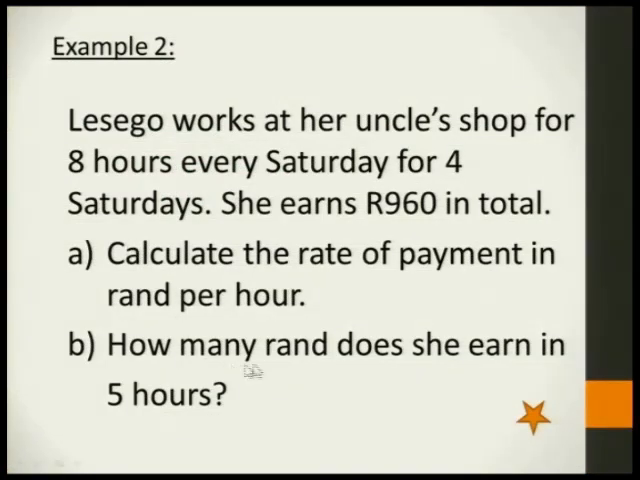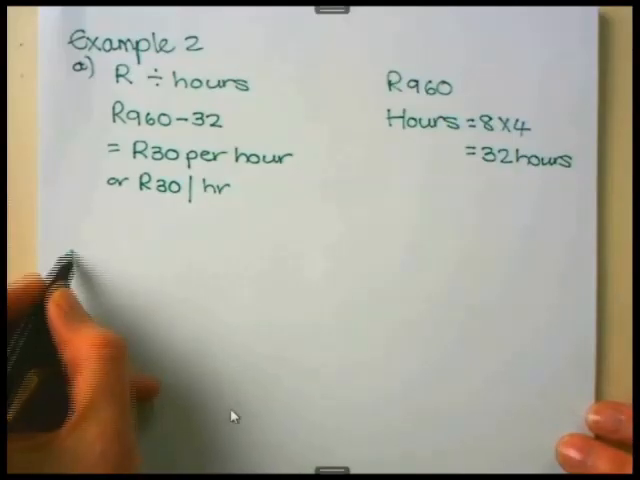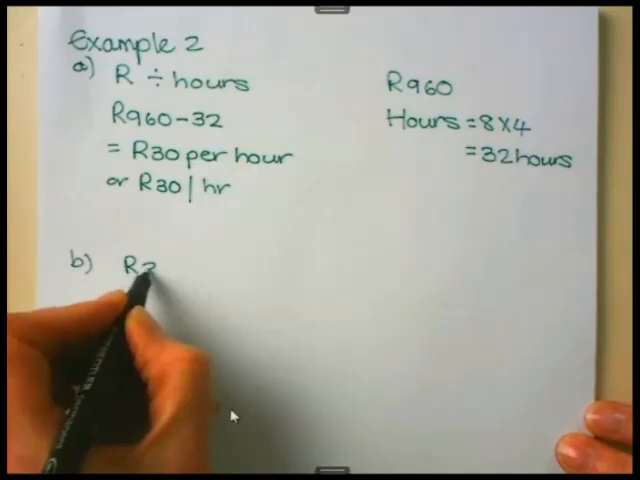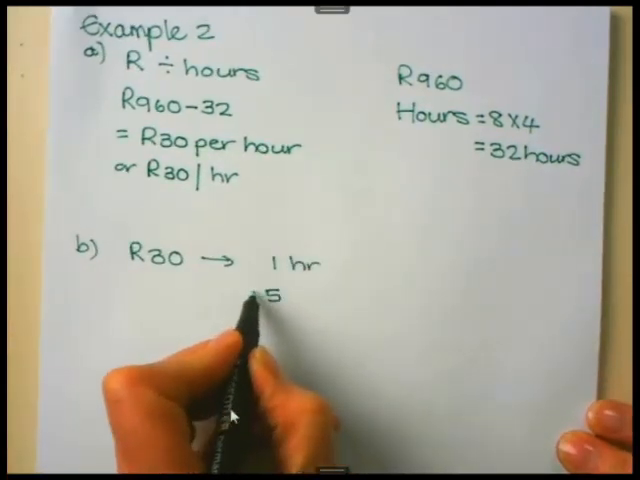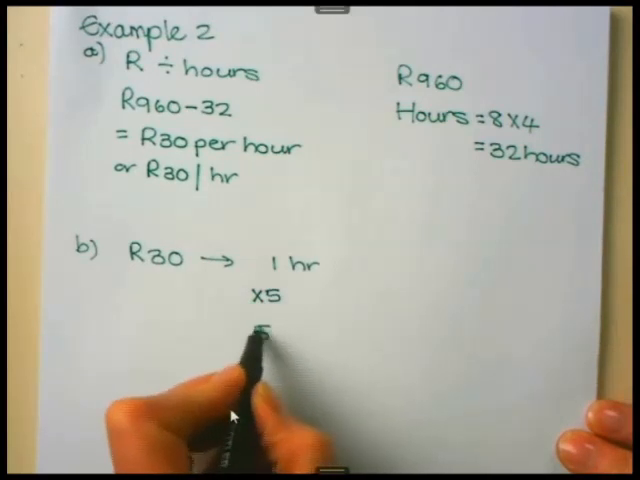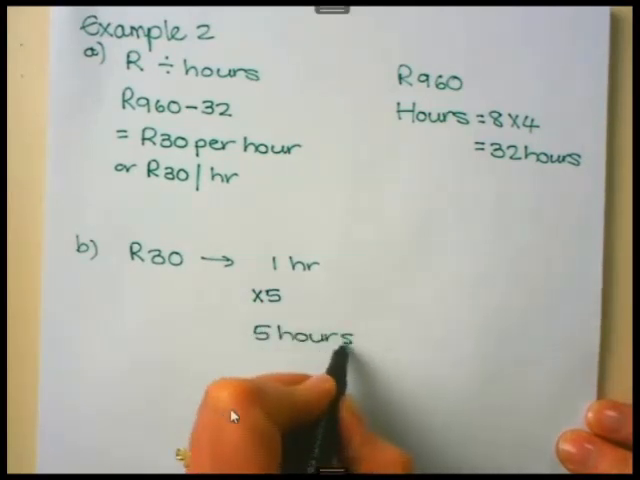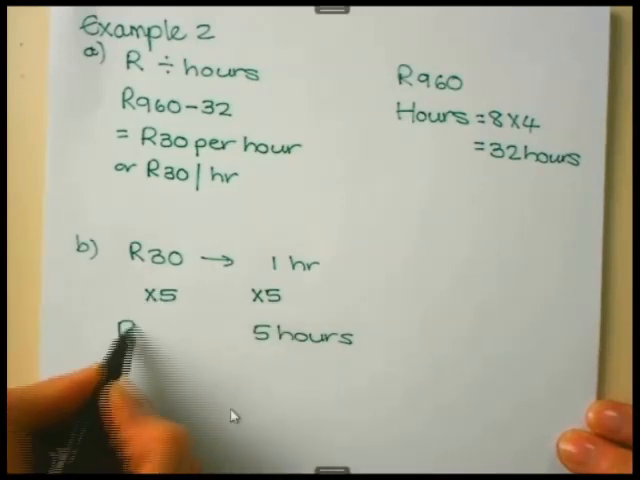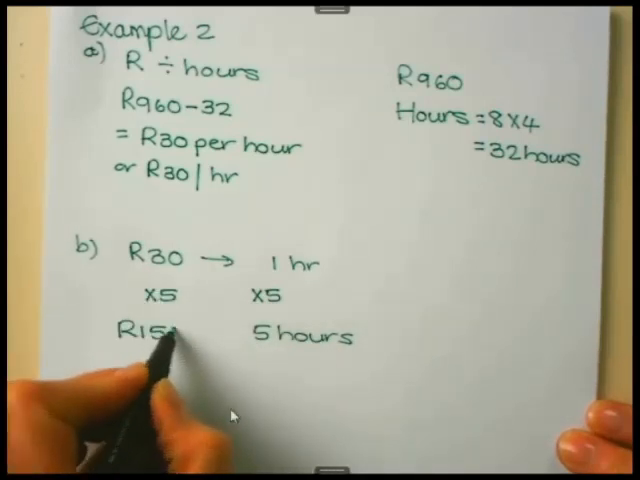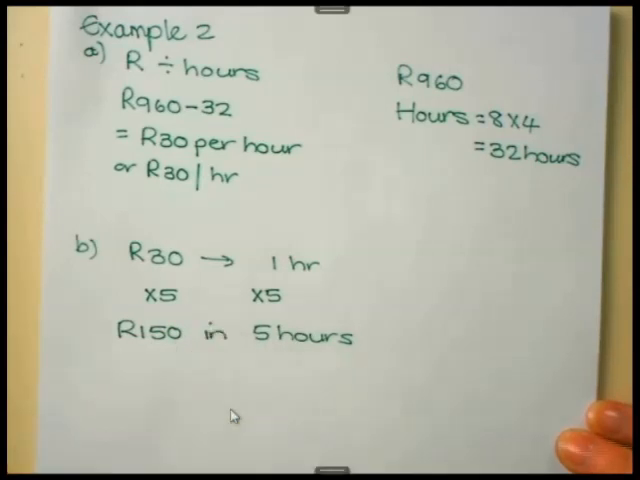But now, how many rand does she earn in 5 hours? So if she earns 30 rand in 1 hour, in 5 hours, we have to multiply by 5. And what we do on the right-hand side, we're going to do on the left-hand side as well. And then we get 150 rand in 5 hours.